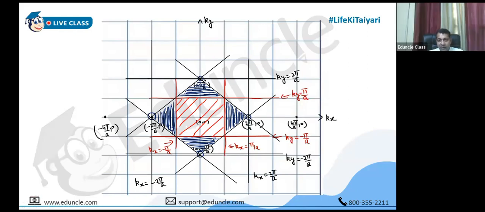Only this region belongs to third Brillouin zone that I'm highlighting right now.